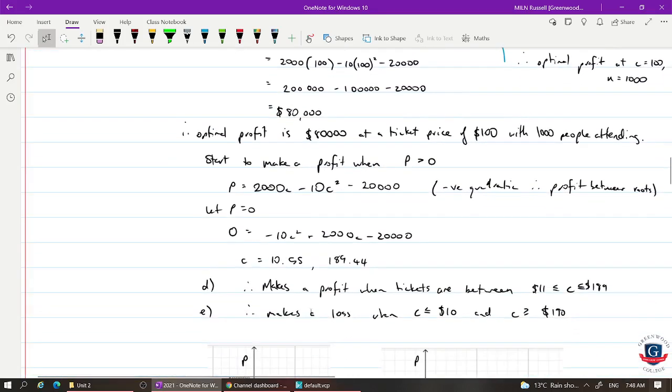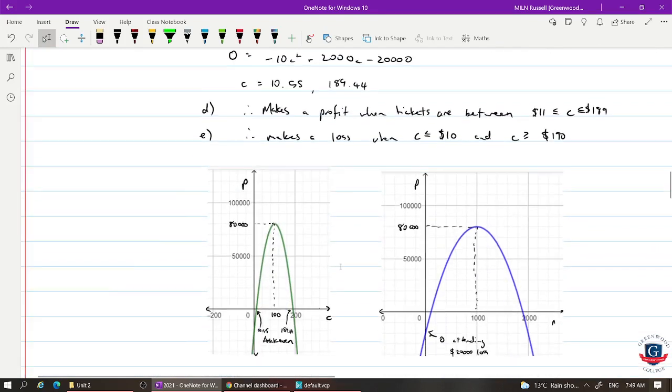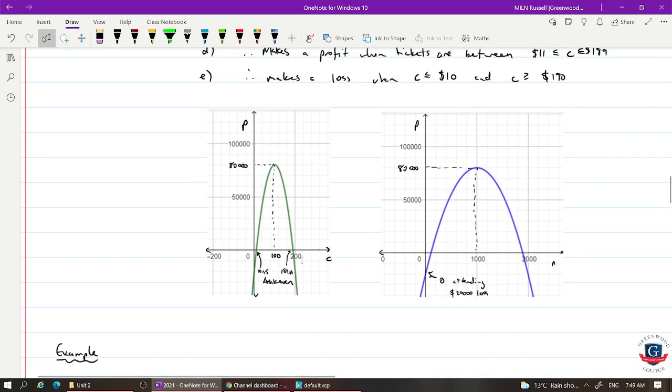So it'll make a profit when the ticket prices are between 11 and 189, and it makes a loss at less than $10 and more than $190. Now we've answered the question, and this is kind of what it looks like. Here's $11, here's $189, no profit, profit, max profit.